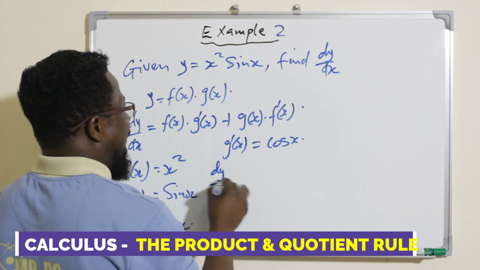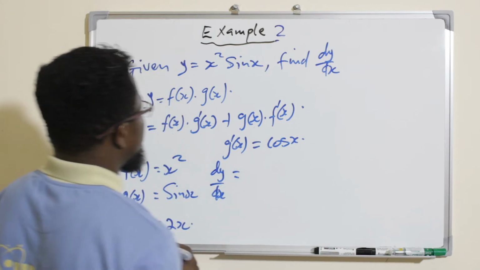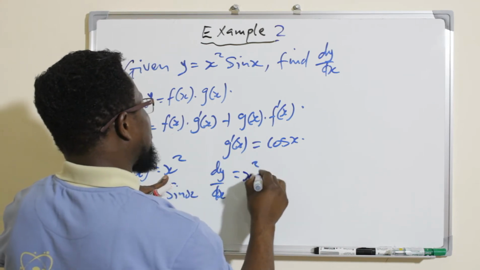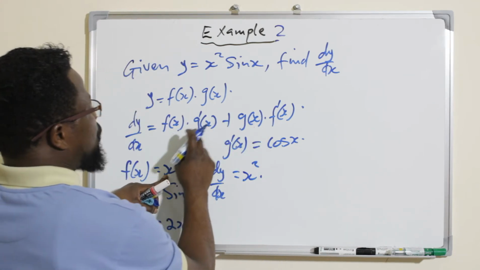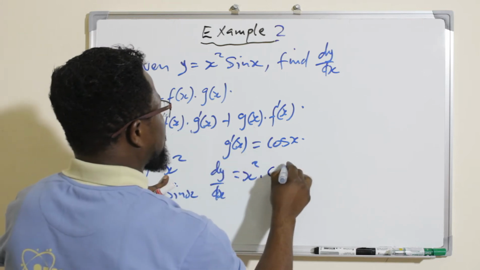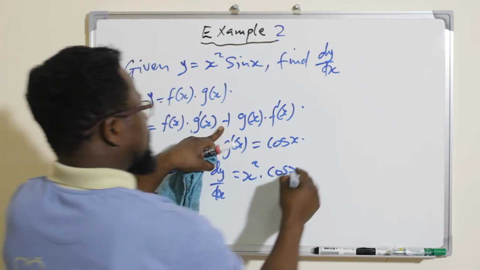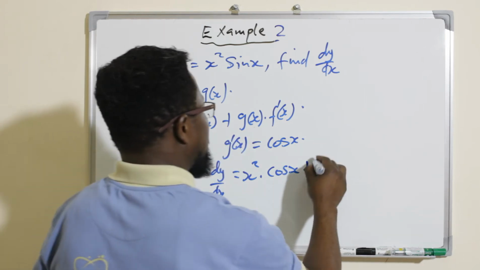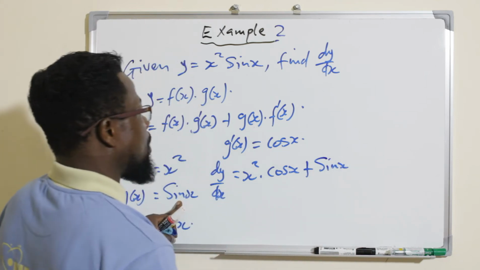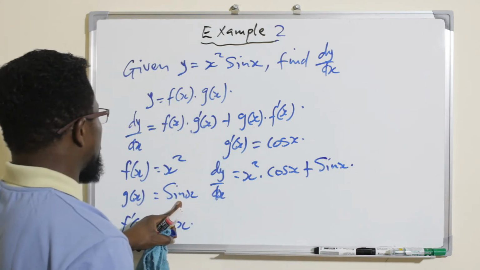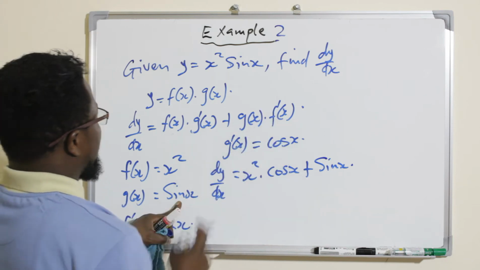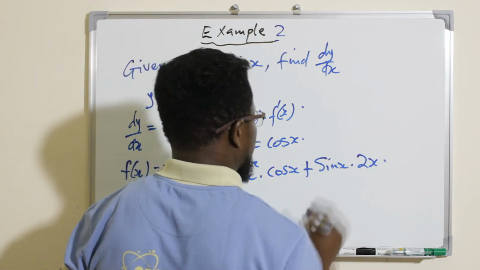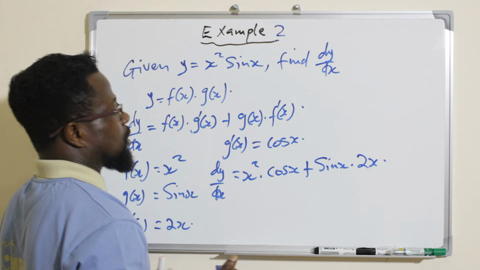Now that I've gotten this, I can go back, substitute that, and see what I'm going to have. So dy/dx is now going to be f of x, which we said is x squared, multiplied by g prime of x, which is cos x, plus g of x, which is sine x, multiplied by our f prime of x, the derivative of f, which is 2x. Now this is what we will have.